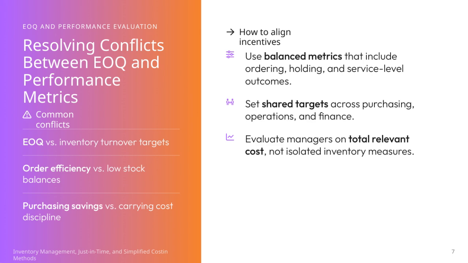To address these conflicts, it's important to align incentives thoughtfully. Using balanced metrics that consider ordering, holding, and service level outcomes helps create a more holistic view. Setting shared targets across purchasing, operations, and finance encourages collaboration rather than siloed decision-making. Finally, managers should be evaluated based on total relevant costs, rather than isolated inventory measures, ensuring decisions support overall company performance. This comprehensive approach supports effective inventory management, facilitates just-in-time practices, and simplifies costing methods for better outcomes.